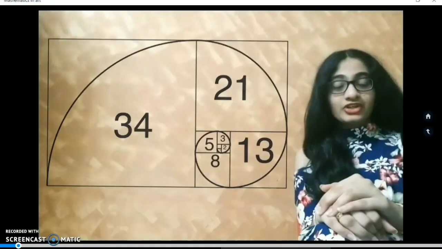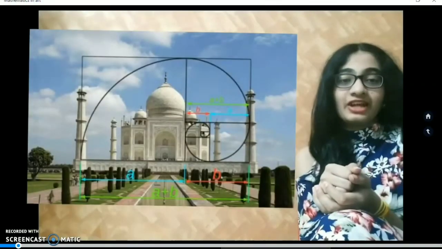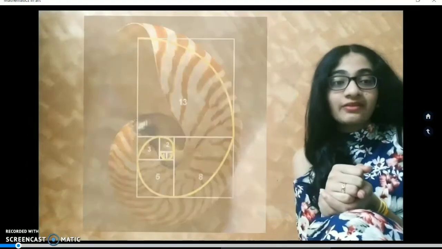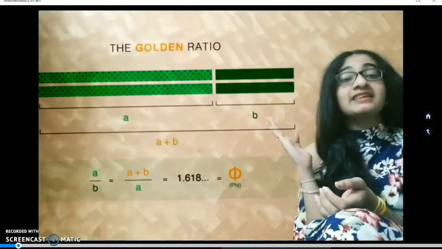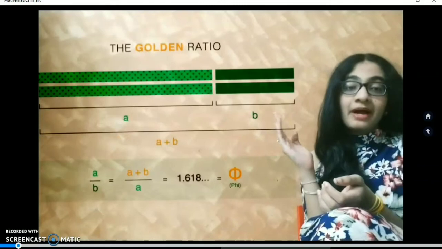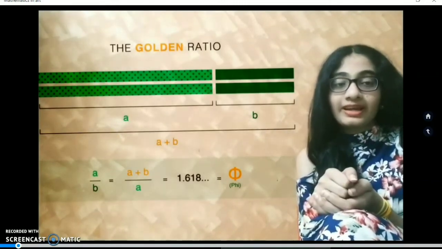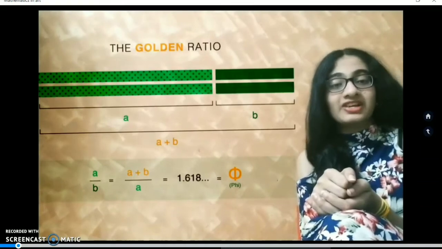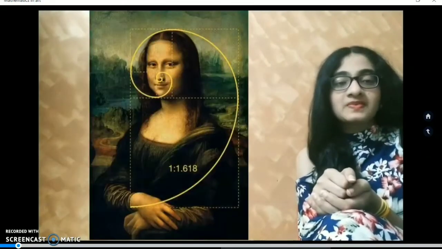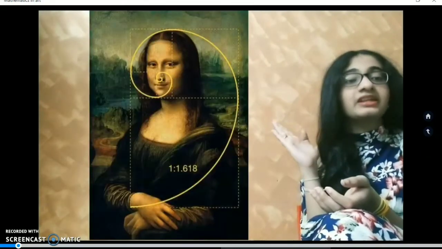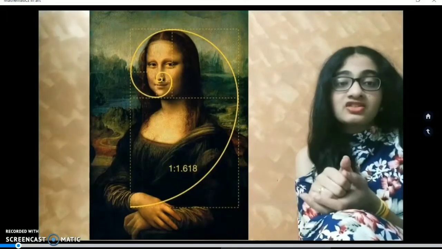Quantities are in golden ratio if the ratio is the same as the ratio of the sum to the larger of the two quantities. This means that if there are two quantities A and B and A is larger than B, then A by B is equal to A plus B by A, which is equal to 1.61, a mathematically irrational number.